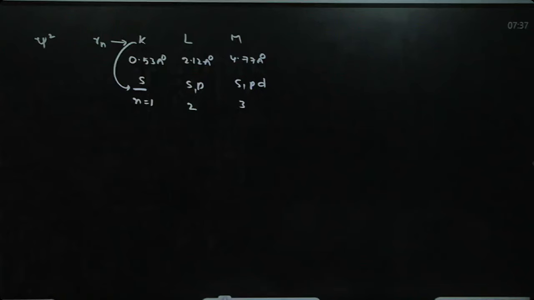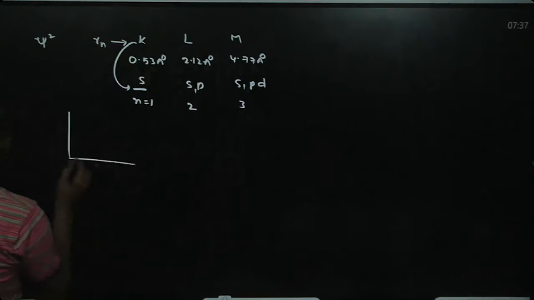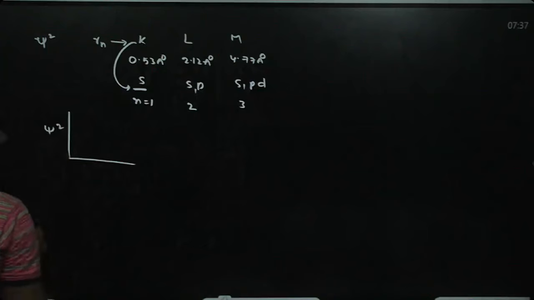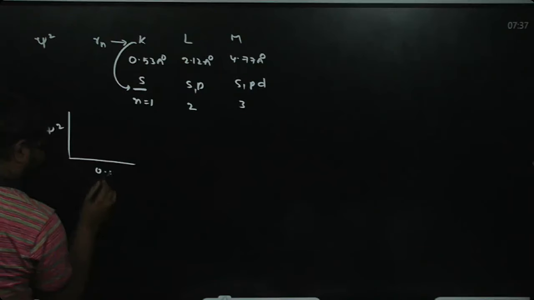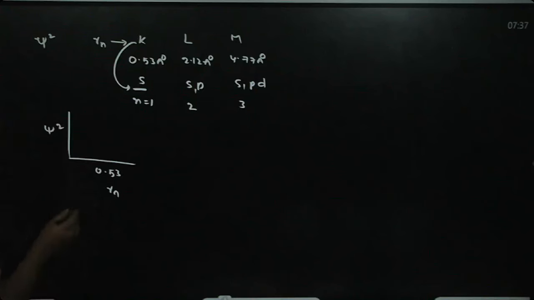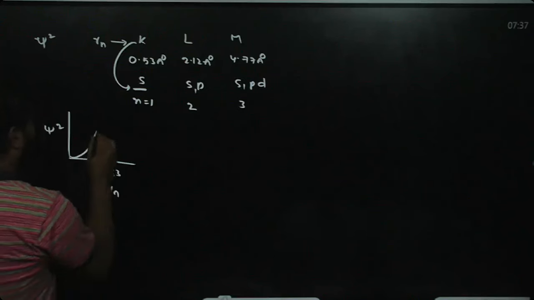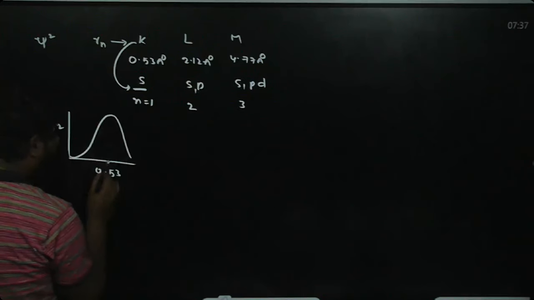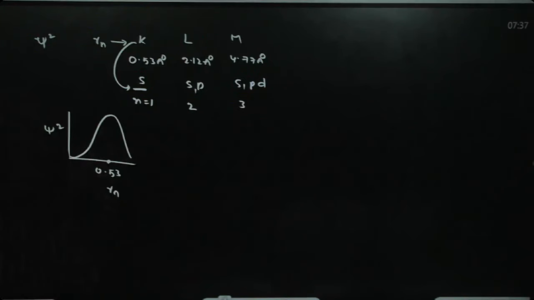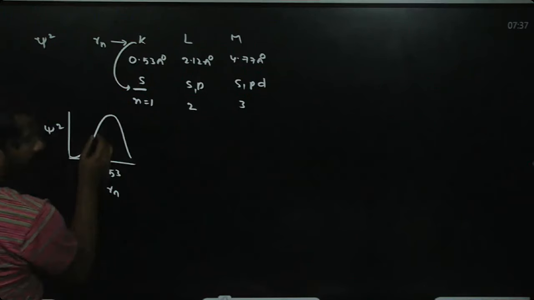Okay. Now, if I am taking psi square, this is 0.53 angstroms, taken as radius on the x coordinate, with the psi square probability function on the y coordinate. If I get only one peak at the distance of 0.53 angstroms, which orbital is it? If asked which orbital, where is the peak? There is only one peak. Where is it?